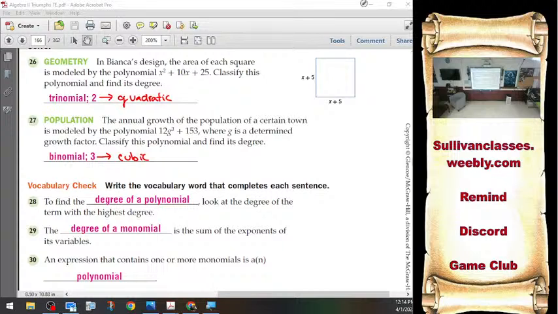We had a little bit of vocabulary. We always have those. The difference on 28-29, degree of polynomial versus degree of monomial, was sometimes you had to find the degree of a specific term instead of an entire expression. And in that case, you had to add them all up, all those exponents.